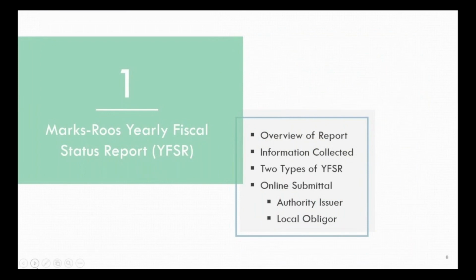Part 1, the Marks-Roos yearly fiscal status report, will take a look at the overview of the Marks-Roos yearly fiscal status report, discuss the information collected, review the two types of yearly fiscal status reports, the authority and the local obligor, and show where to find the reports on CDIAC's website.